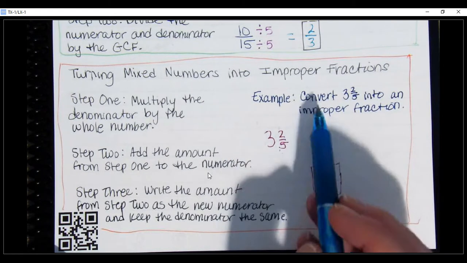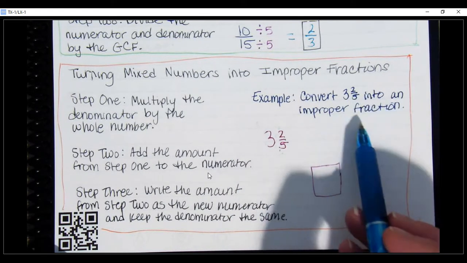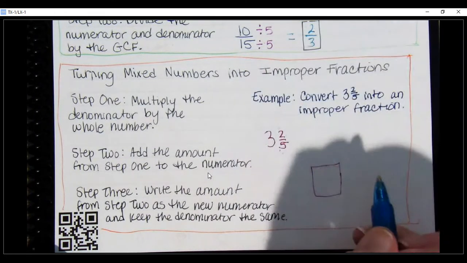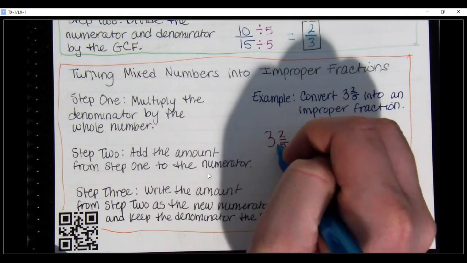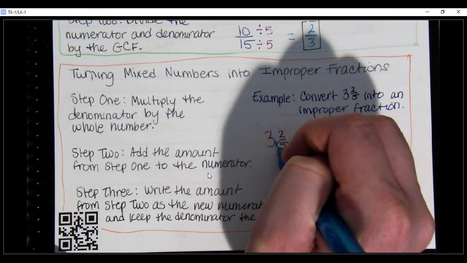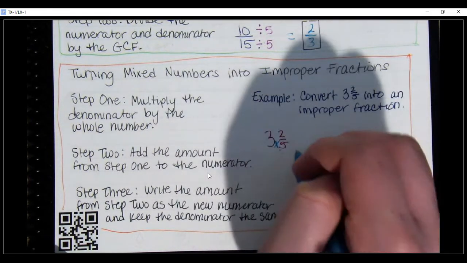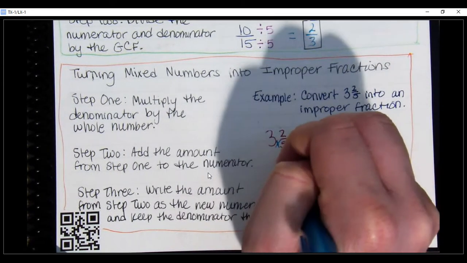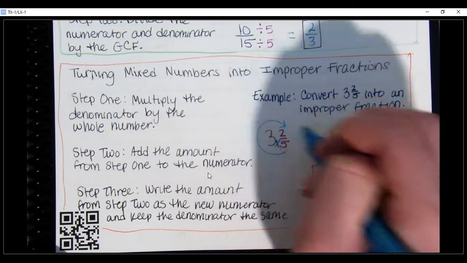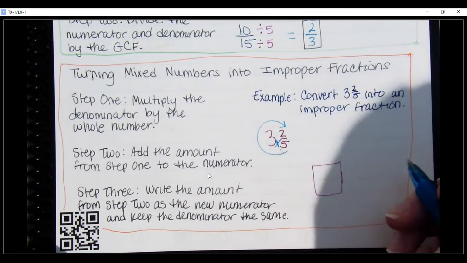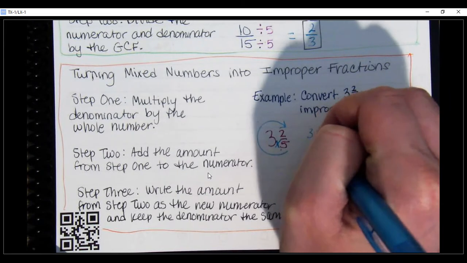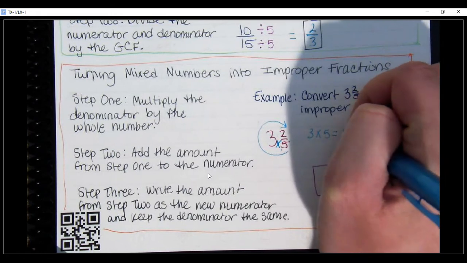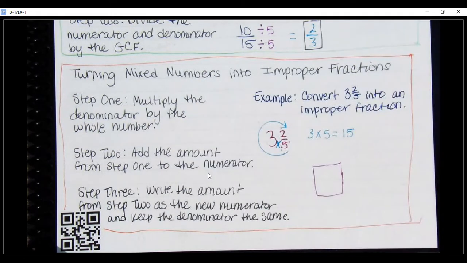In our example here, we have: convert 3 2/5 into an improper fraction. What I need to do is take my denominator, which is 5, and multiply it by the whole number. Sometimes you might see something that looks like this, where it's written in the mixed number. It's actually a process that we go around like this, but let's break it down. I'm going to do 3 times 5 first. 3 times 5 we know is 15. Yay, my step 1's done.